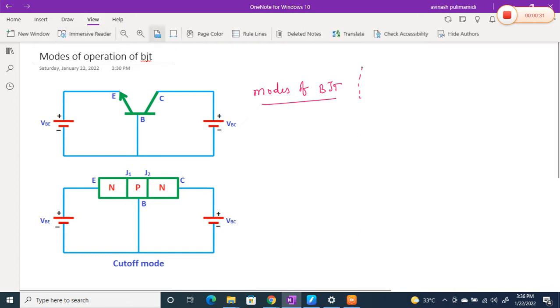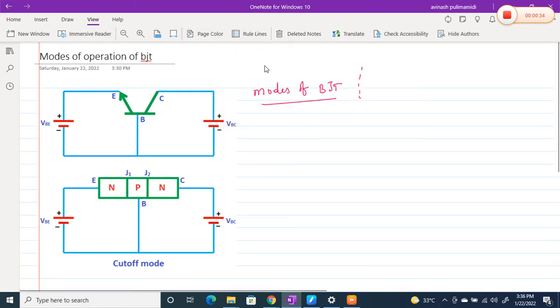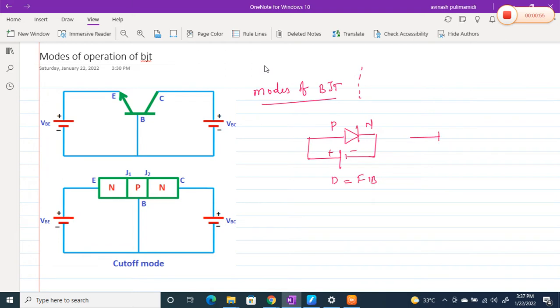Assume a diode. It will be P, and this will be N. For this P, if we give positive and for this N, if I give negative, then the diode is in forward bias. Let us consider the same diode. Instead of giving plus to the P region, if we give minus to the P region and plus to the N region, then the diode will be in reverse bias.